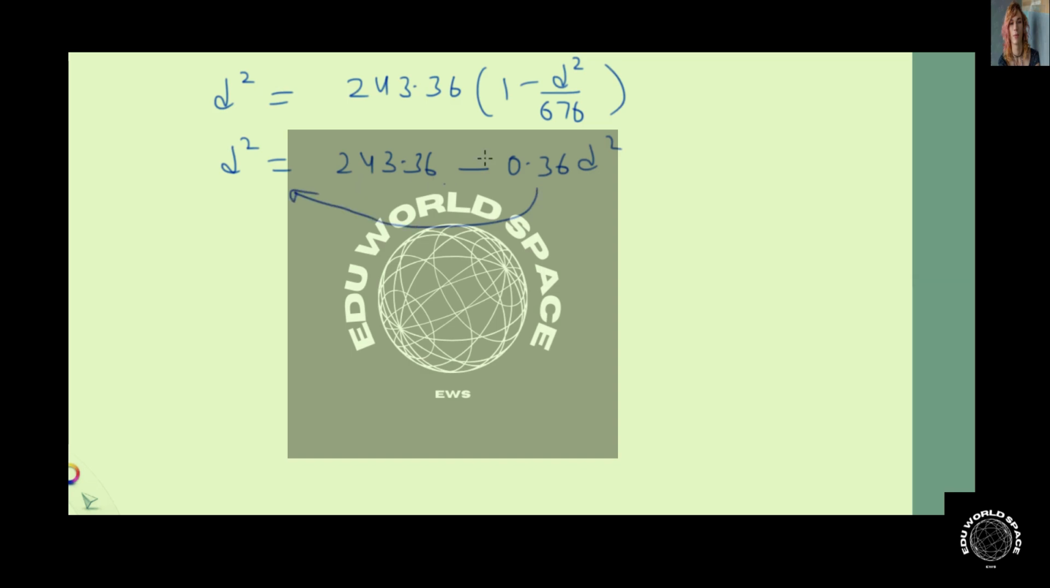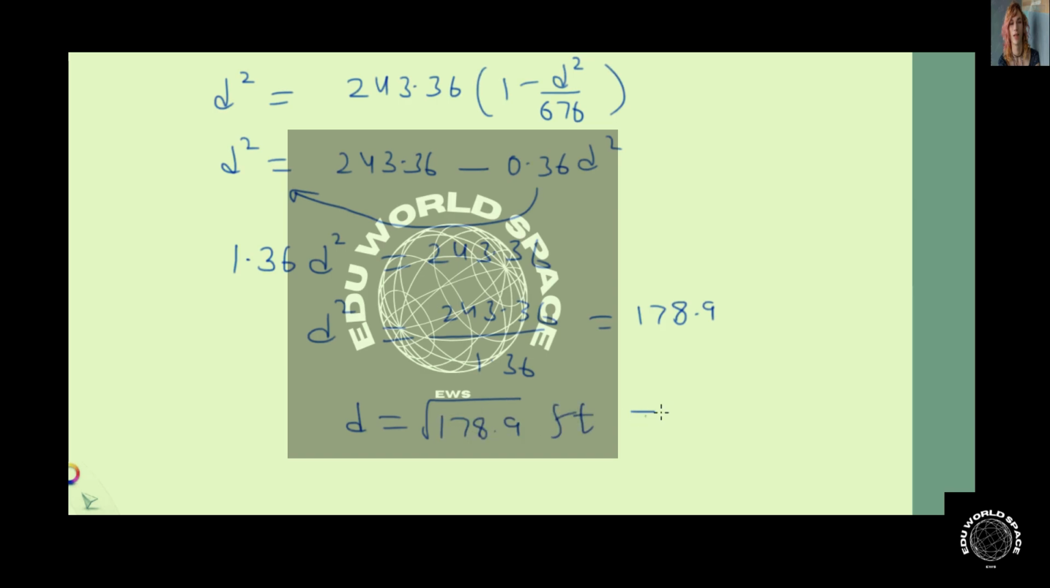Then we will shift this term towards left hand side. So it will become 1.36 D square equals 243.36. Finally, D square equals 243.36 divided by 1.36, which will come out to be 178.9. Hence, D is equal to square root of 178.9 feet. Finally, it comes out to be 13.4 feet. So this is the distance of the foot of the pole from the foot of the wall, at which this pole will not slide down.